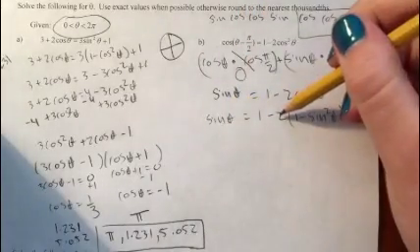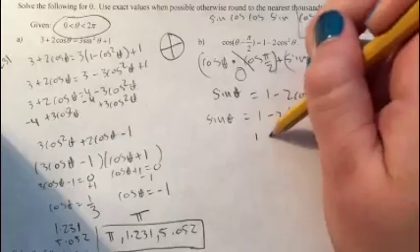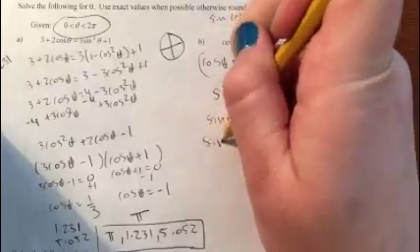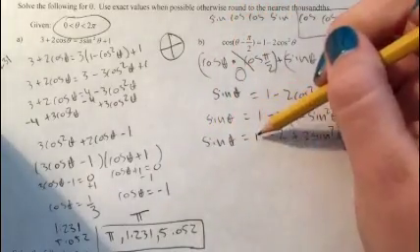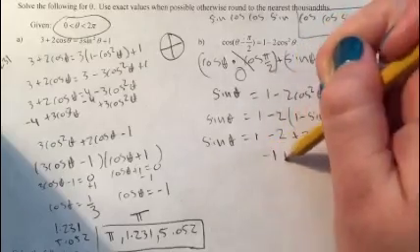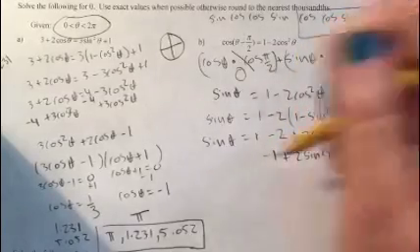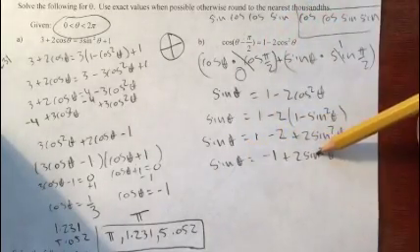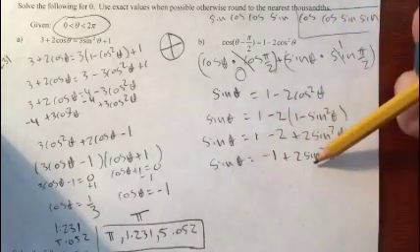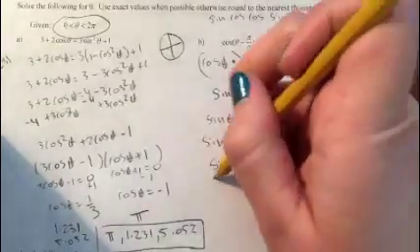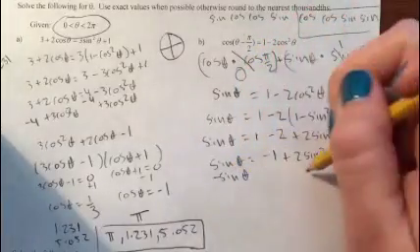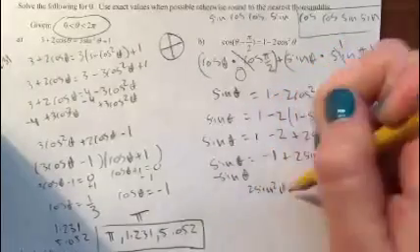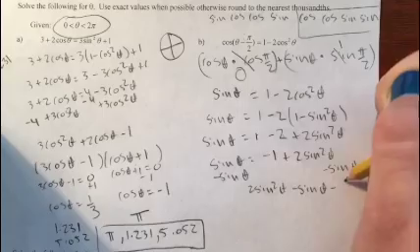Okay, and now you need to distribute the negative 2, so it would be 1 minus 2 plus 2 sine squared. And now you combine the 1 and the negative 2, so it would be negative 1 plus 2 sine squared. And then, since the sine squared is positive, I'd recommend moving the sine over and just leaving the sine squared here. So minus sine, and then we get 2 sine squared minus sine minus 1.